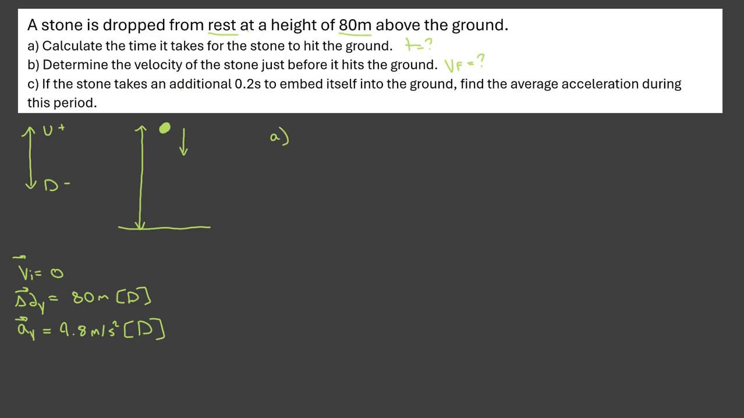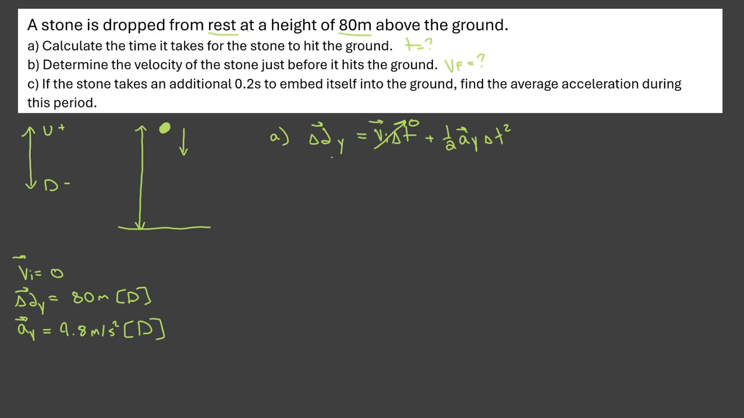Okay. So part A, calculate the time it takes for the stone to hit the ground. So I'm going to use the following Big 5 kinematics equation. I'm going to say that my displacement in the y is equal to my initial velocity times my time plus 1/2 my acceleration times my time squared. Okay, and I know that my initial velocity is 0, so 0 times time here, this whole term will just go to 0. Now I'll plug in the rest of my values and solve.